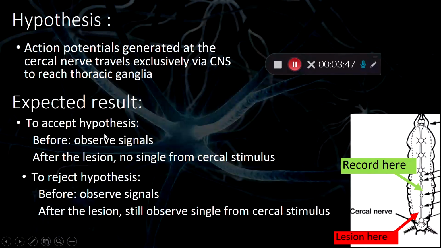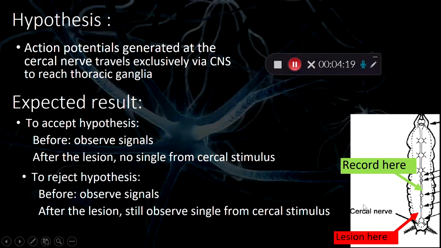Okay, so here is the expected result. First one, if we record here and we poke a cerci, and this part is intact, we're supposed to see some signal here because the signal travels ascendingly. However, if we generate some lesion here, we cut here, and this is the only way for the signal to reach the thoracic region, we should not see any signal here. In this situation, we'll accept the hypothesis.